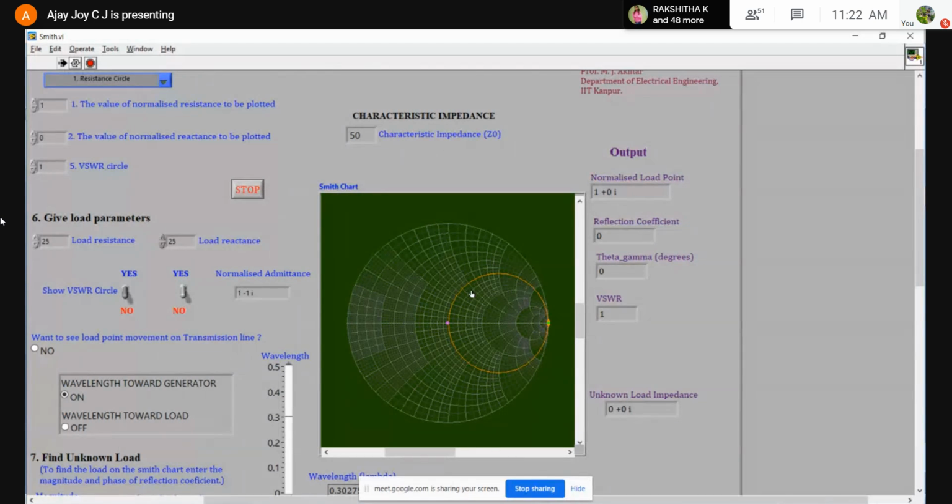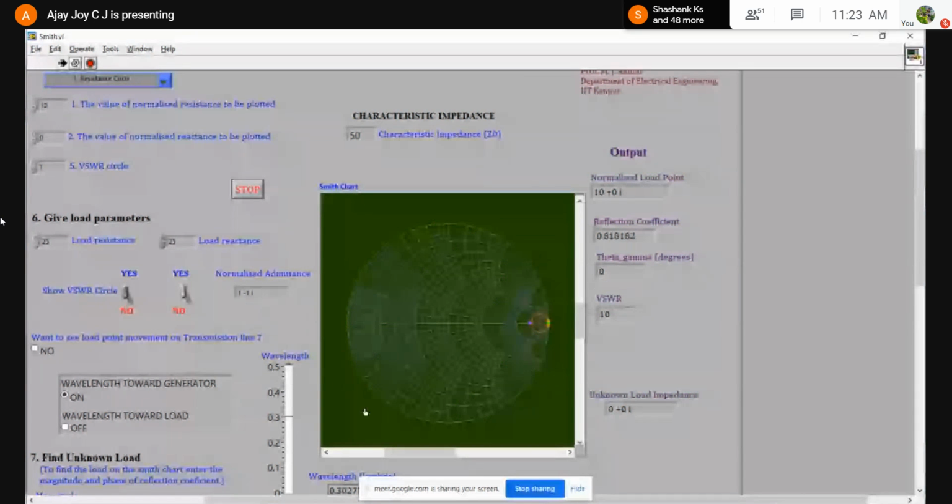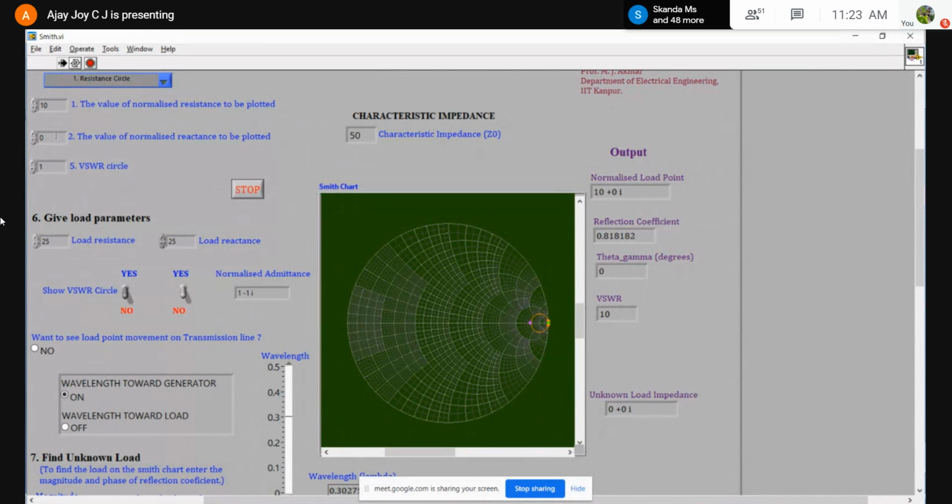And in this experiment, first we will set for a resistance circle, and as we have set for only resistance circle, we will not consider reactance. We will take resistance values. If we change the resistance value, we can see here that the circle size changes. Actually, the whole circle shows the value of normalized resistance. As we have not taken the value of reactance, it will be 0 in the imaginary part.